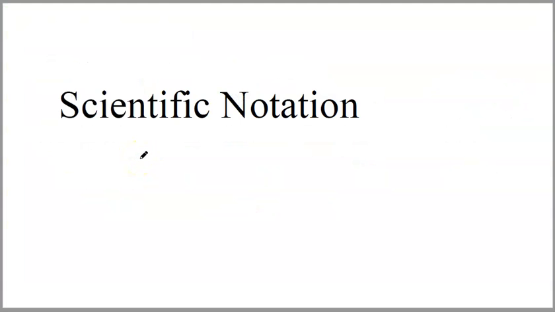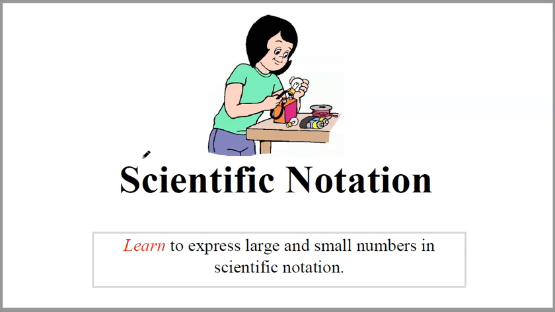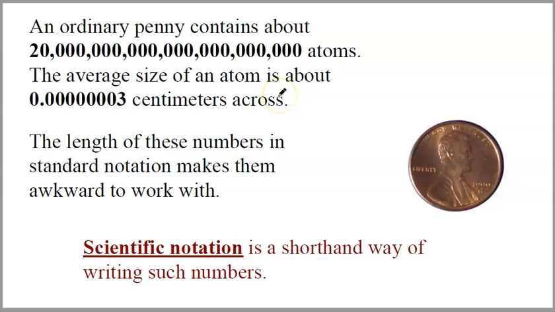Now we're going to do some scientific notation. We're going to learn to express large and small numbers in scientific notation. Here is a penny. Look at all these atoms that it contains. That's a lot. That's a lot of zeros.